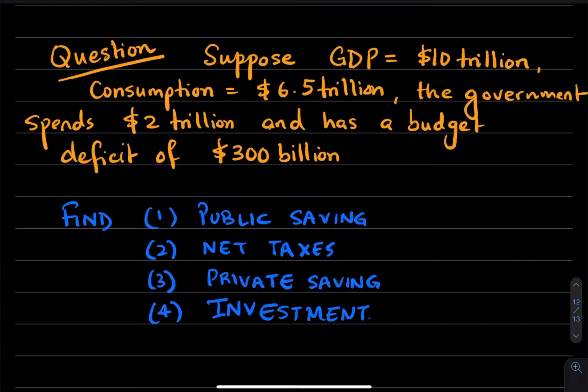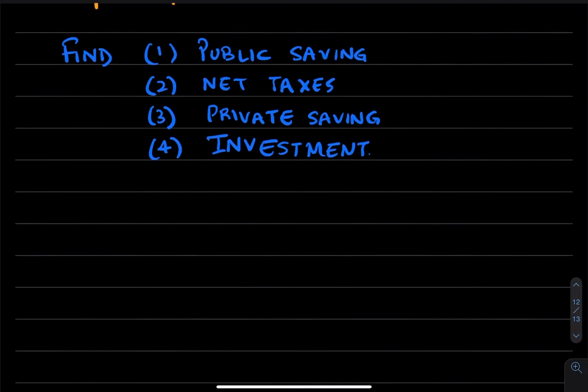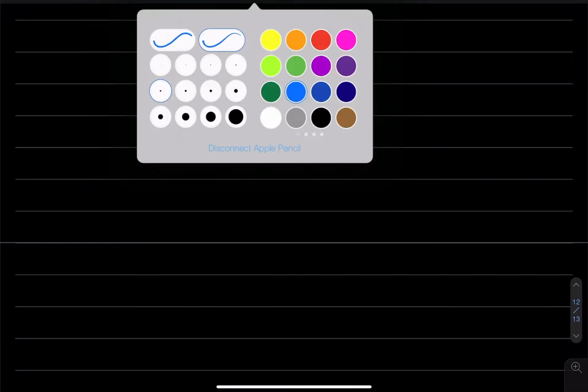Suppose GDP is $10 trillion, consumption is $6.5 trillion, and the government spends $2 trillion and has a budget deficit of $300 billion. You're asked to find public saving, net taxes, private saving, and investment. So let's see how we're going to go about solving this. The first thing you want to do is write down what you're given.